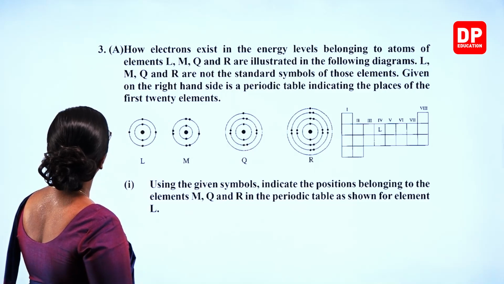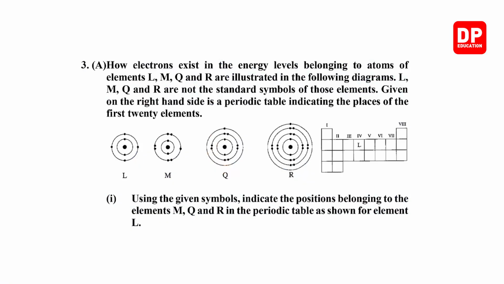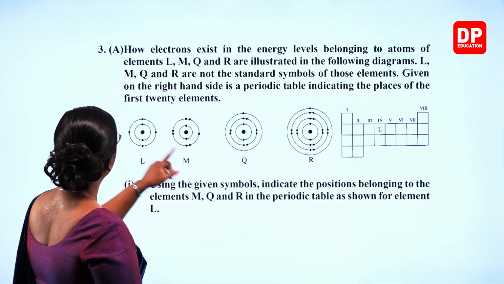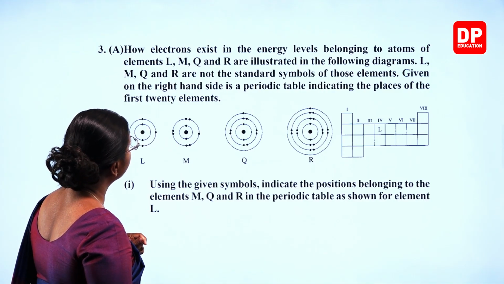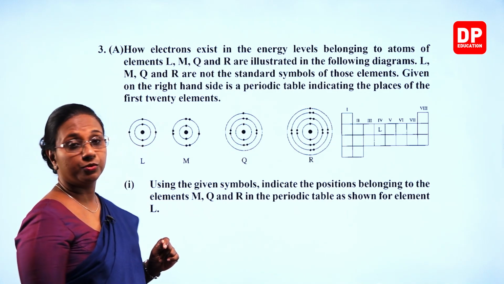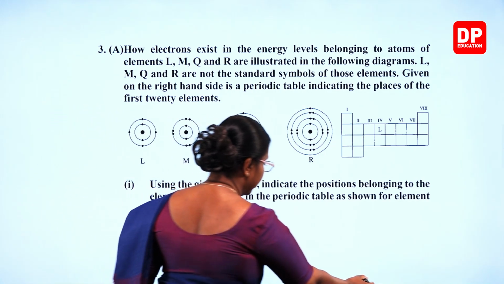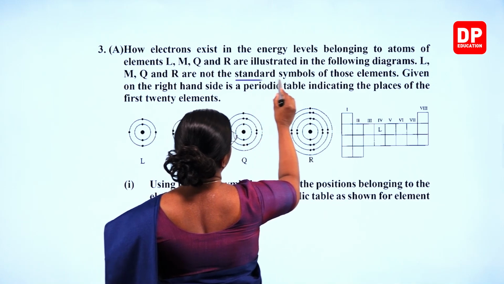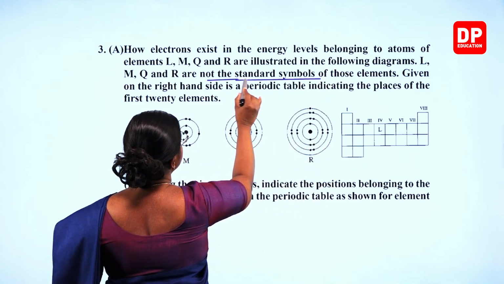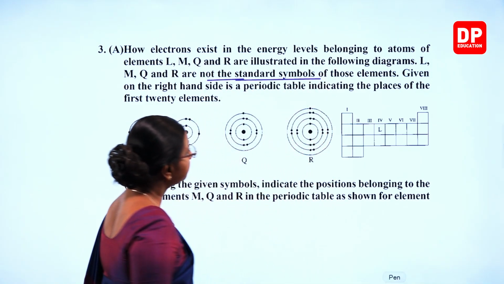So, here, question number 3A: how electrons exist in the energy levels belonging to atoms of elements L, M, Q and R are illustrated in the following diagram. So, the diagrams are given. L, M, Q and R are not the standard symbols of those elements. So, these are things that you need to consider. They are not the standard symbols.